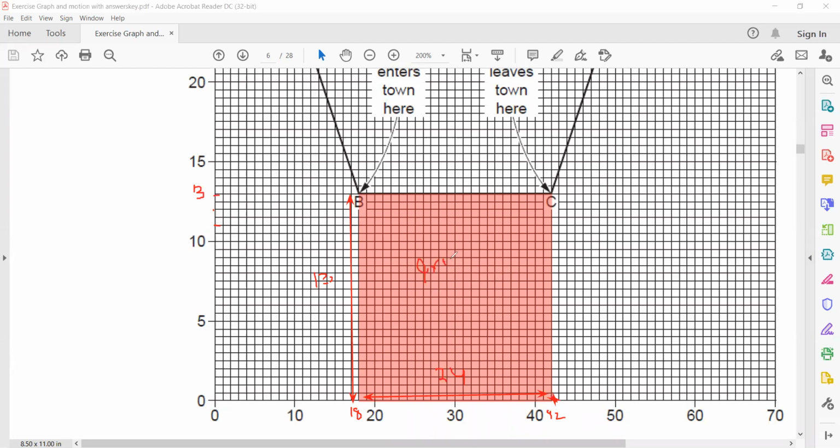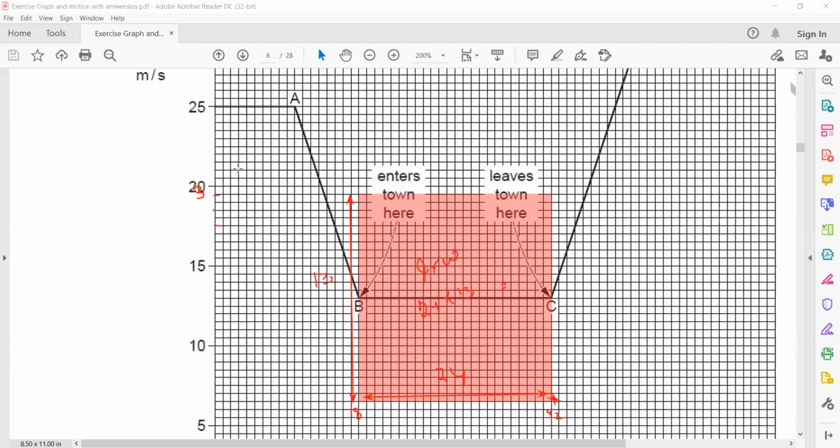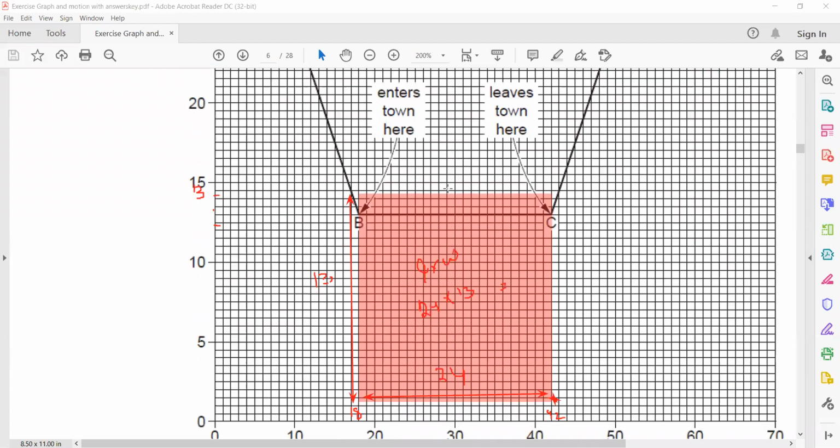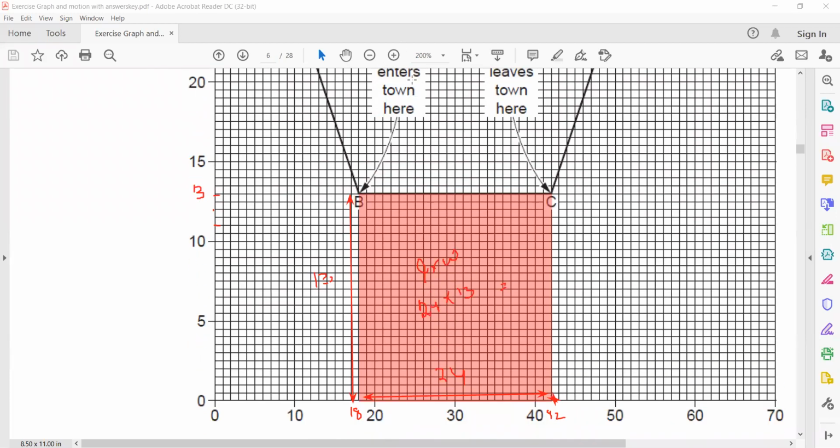Is it length into width? So length is 24 and width is 13. So you will multiply 24 by 13. You will get 312. As the speed is given in meters per second, we'll get this as 312 meters. So 312 meters will be the right answer.